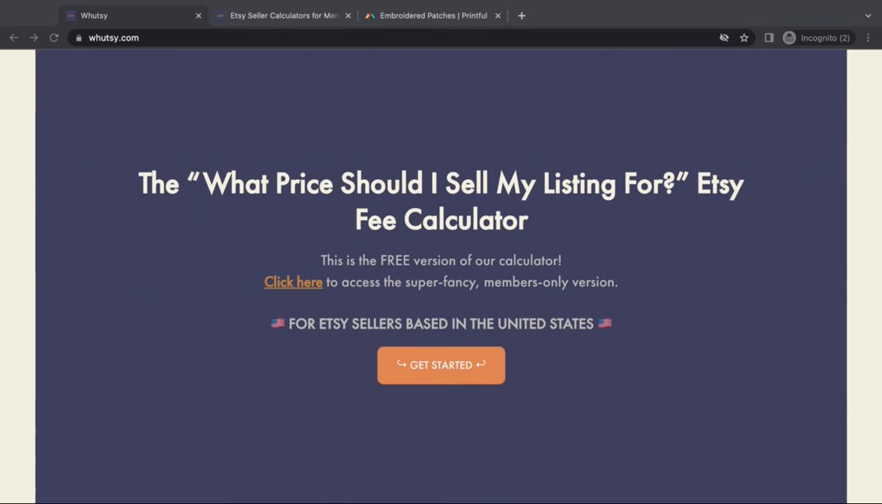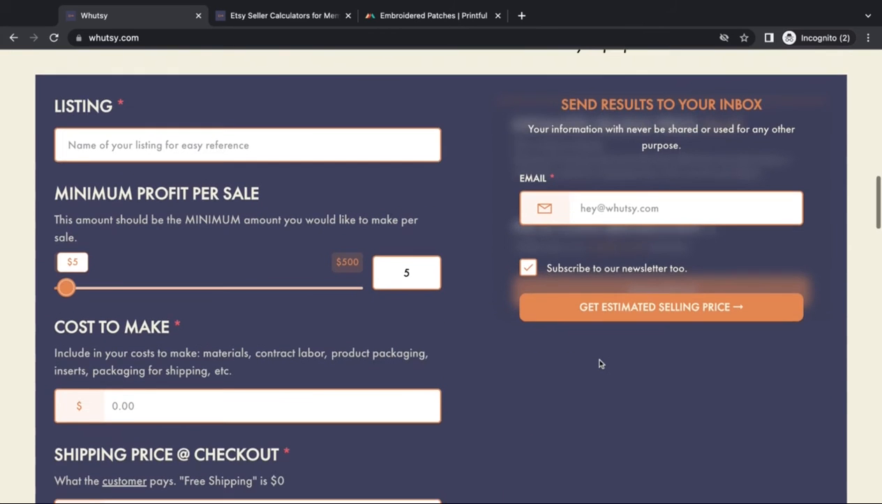So once you scroll down, you'll get to this window where it says Get Started. This should work on your mobile phone just as easily as on a desktop computer. So we click Get Started. Now, I'm going to demo this using a print-on-demand model, but I'm also going to explain how you would use this calculator for an item that you make by hand or a supply that maybe you are selling.